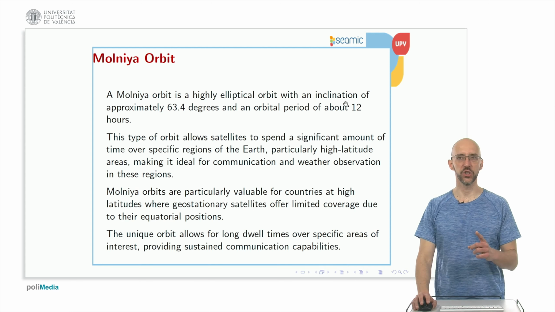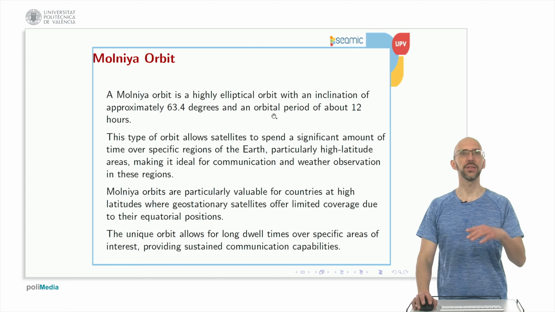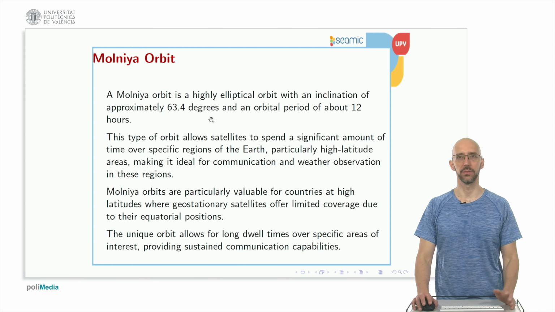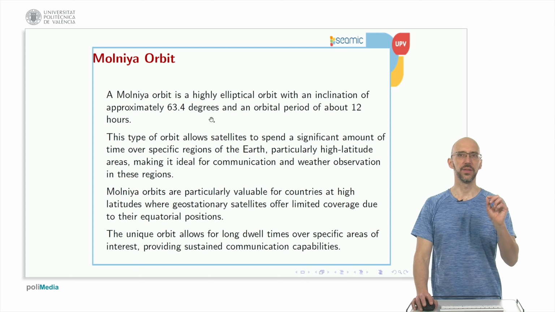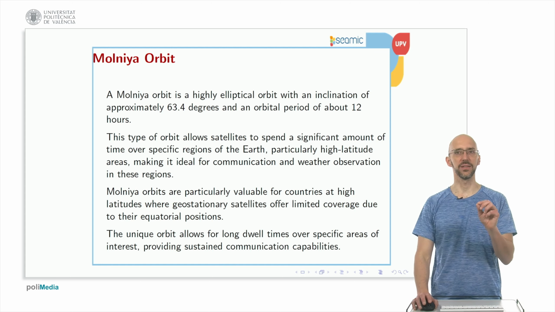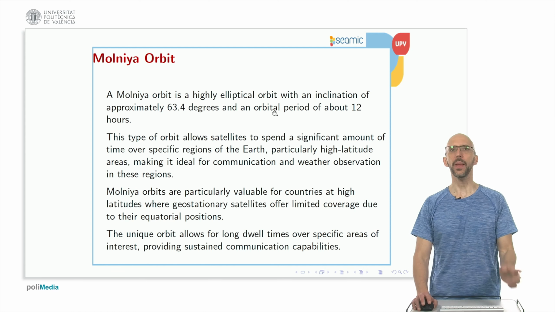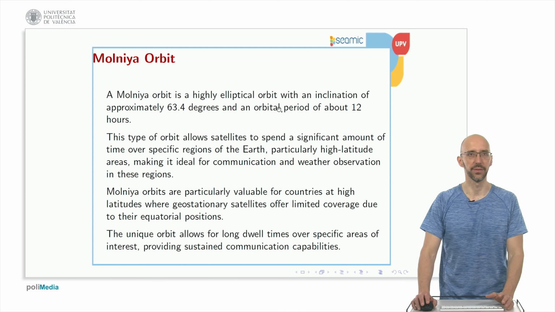And the inclination with respect to the equator plane of the Earth is 63.4 degrees. That is not casual, okay? These degrees are set in order not to change the orbit during time, but we will see this in next videos. The orbital period is about 12 hours, okay? It takes 12 hours to rotate around the Earth.